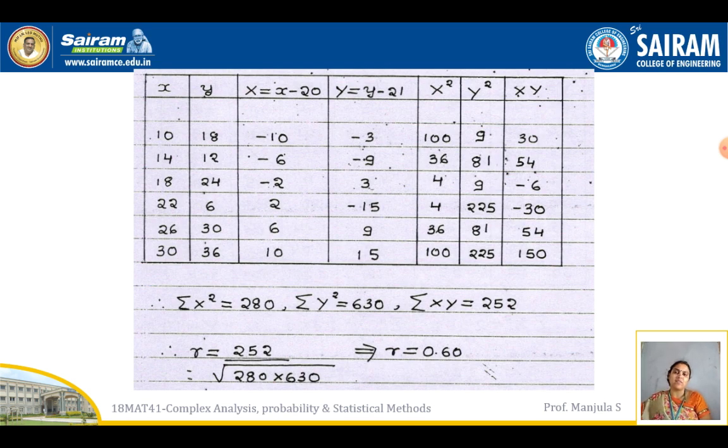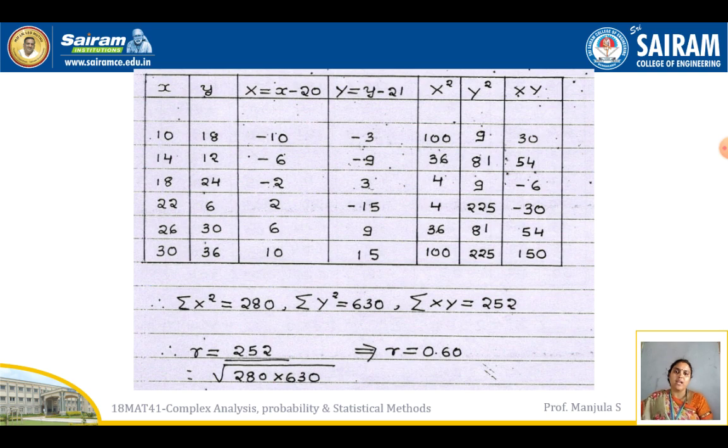The given x and y values you just substitute in the columns, and then you go for finding the values of capital X and capital Y. So capital X stands for x minus x bar, that is x minus 20, and capital Y is y minus y bar, so y minus 21. So all capital X and capital Y values we have to find out. Capital X values will be minus 10, minus 6, minus 2, 2, 6 and then 10. Similarly, capital Y values will become minus 3, minus 9, 3, minus 15, 9 and then 15.